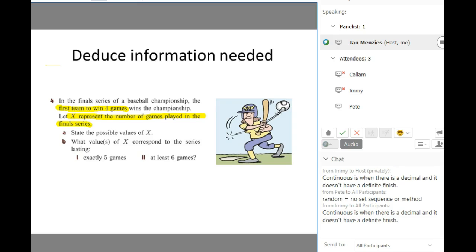Are any of you ready to write down the possible values of x? Focusing that x represents the number of games played in the final series. And sometimes to say a number and then say, no, it can't be, is not a bad starting point. So if I suggested one of the outcomes was 2 games, does anyone want to comment on that proposition?